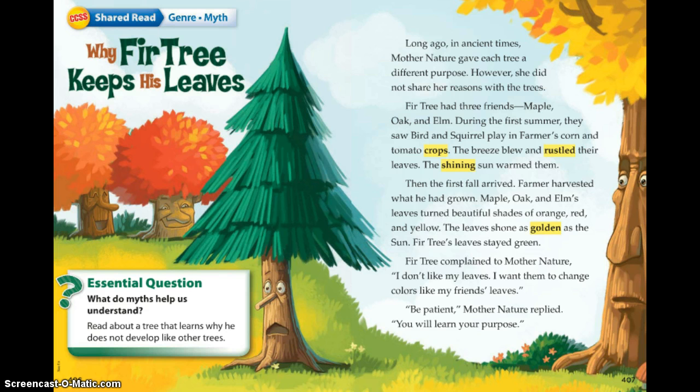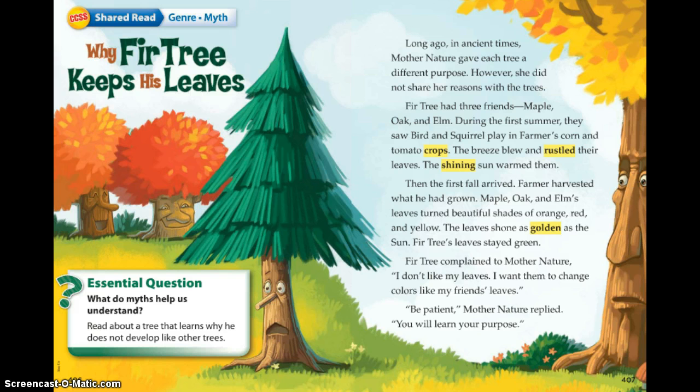During the first summer, they saw bird and squirrel play in farmers' corn and tomato crops. The breeze blew and rustled their leaves. The shining sun warmed them. Then the first fall arrived. Farmer harvested what he had grown. Maple, oak, and elm's leaves turned beautiful shades of orange, red, and yellow. The leaves shone as golden as the sun. Fir Tree's leaves stayed green.